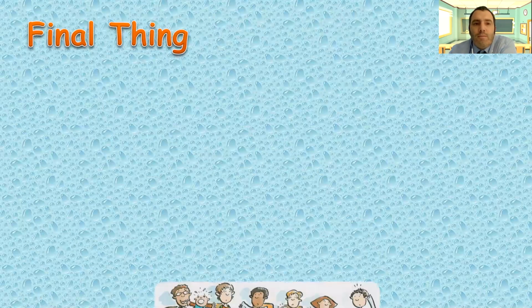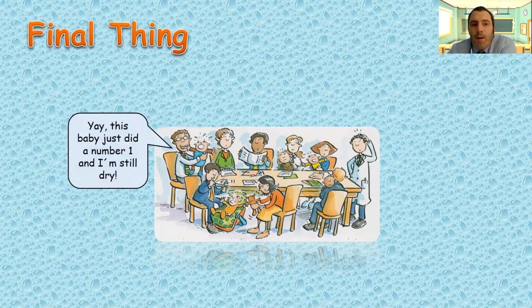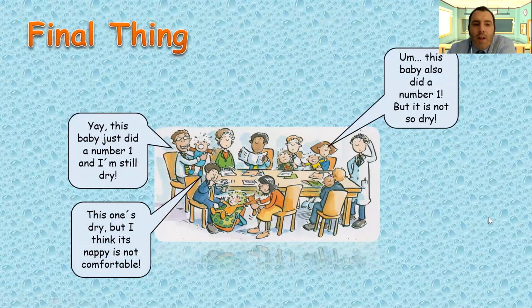So a final thing for you to think about. Where is it that we need absorbency for water? Now, this baby just did a number 1, but I'm still dry. So we're talking about babies, and of course we're talking about nappies. They need to be absorbent, but they don't want to get overly absorbed with water. So this baby also did a number 1, but it's not dry. This one's dry, but I think its nappy isn't comfortable.